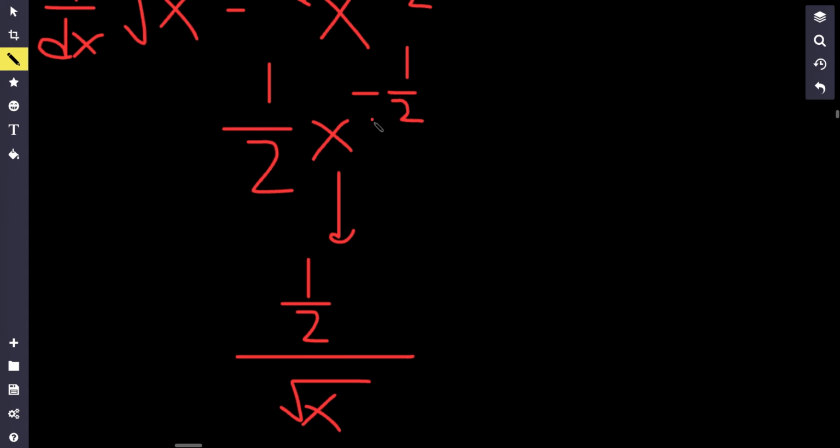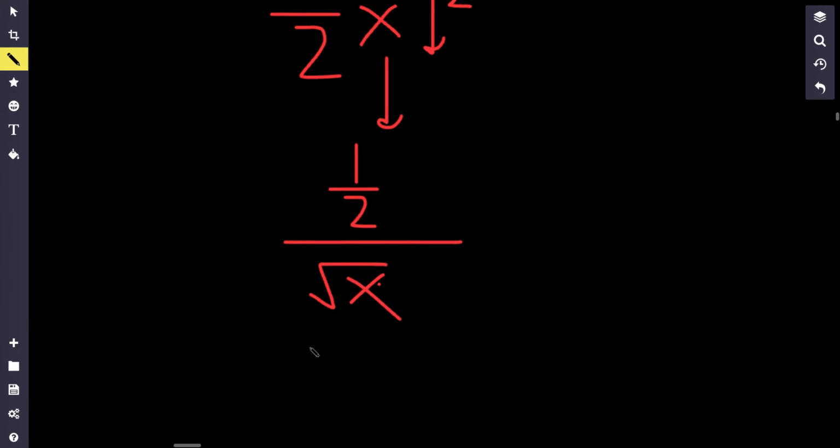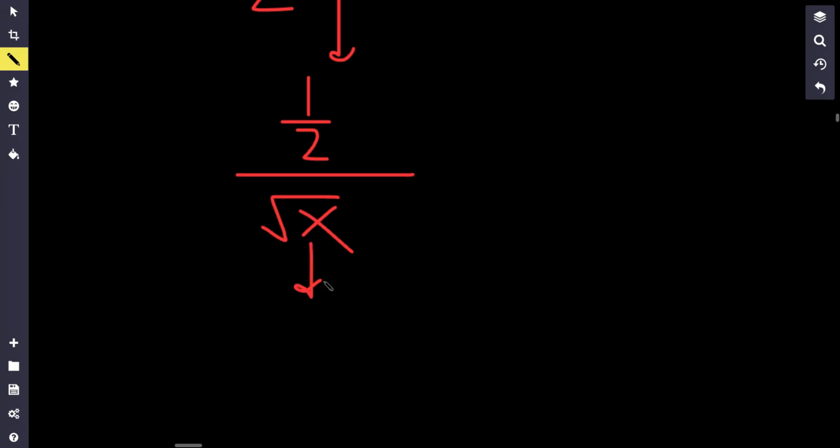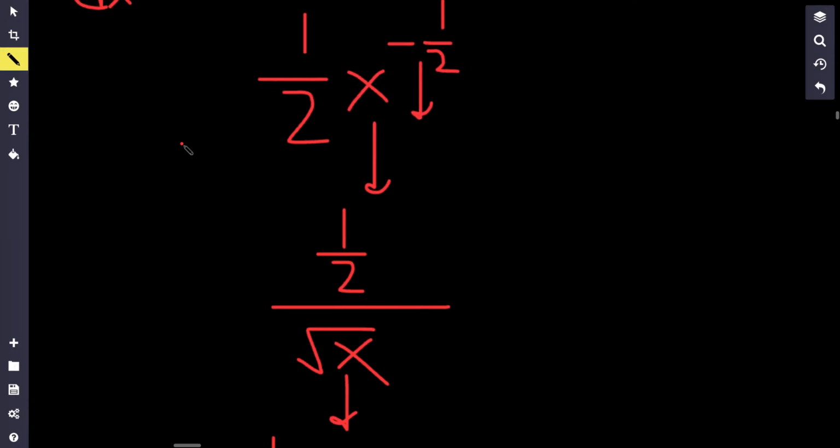Because the negative exponent brings the x down. So it's just going to be x to the 1/2 power in the denominator. And that can be rewritten as the square root of x. So then I can just rewrite this as 1 divided by 2 times the square root of x, right?